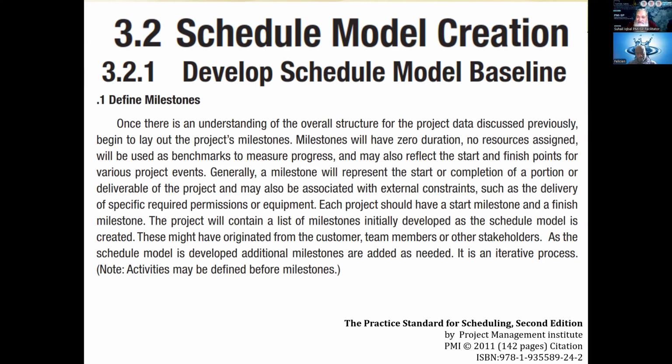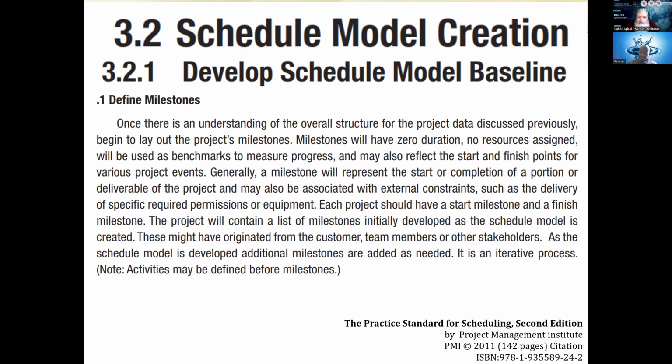Each project should have a start milestone, as I said, and a finish milestone, meaning start of the project is a milestone and end of the project is a milestone. That is a definite. In addition to that, there could be a number of other milestones. Project will contain a list of milestones initially developed as a schedule model is created. But you see, even the list of milestones can also be increased or decreased. But definitely, if it is baseline, you need permission, change request.